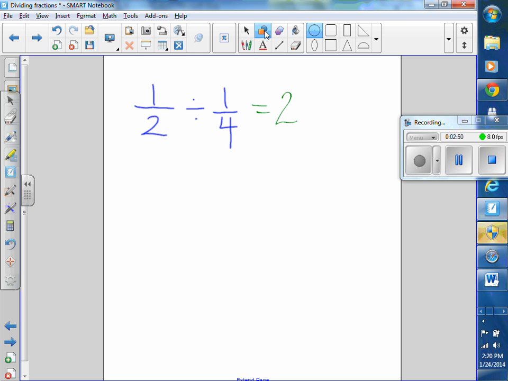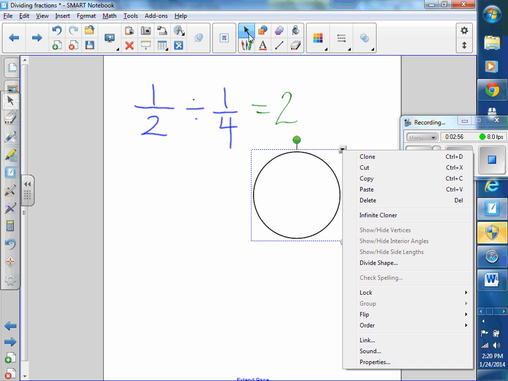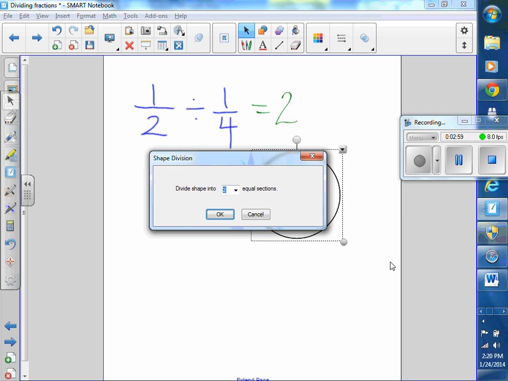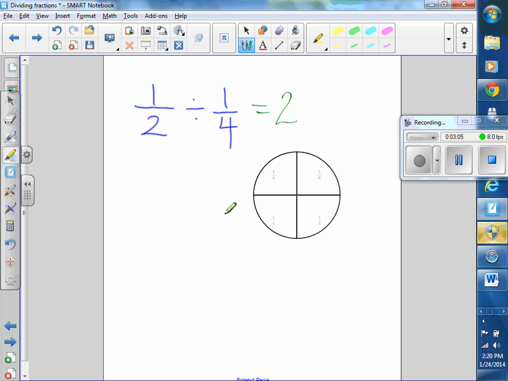And if you think about a picture, instead of half of cookies and parts of people, why don't we settle on a pizza? And in my pizza, if this is a half, my question is, how many fourths are in a half? 2. That's what division's about. How many of these fit into that? Okay? And I haven't done any flipping of anything, so let's try this.